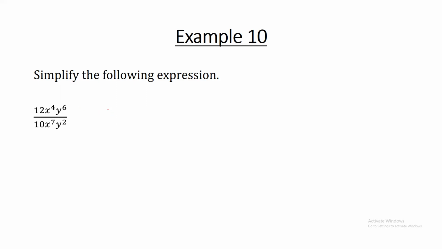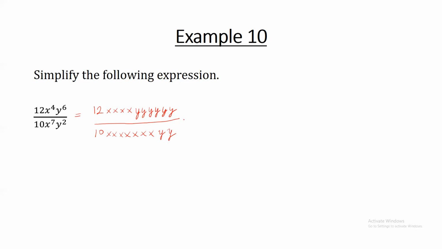So what you have, if you look at exponents as repeated multiplication, on the top is 12 times x to the 4th, so 4 x's, times y to the 6th, so 6 y's. On the bottom, you have 10 x to the 7th, so 7 x's that we're multiplying. Y to the 2nd, that's 2 y's.